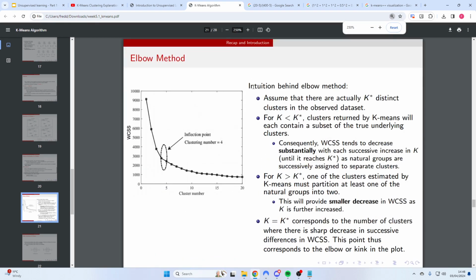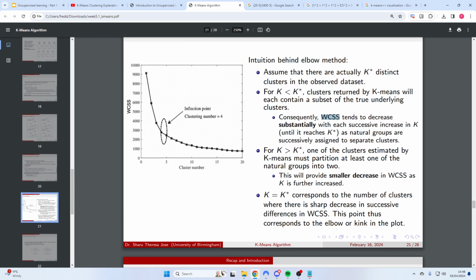So here's the intuition behind the elbow method. If we assume there are k star distinct clusters in the observed dataset, then when k is less than k star, where k star is the correct number of clusters, the clusters returned by k-means will each contain a subset of the true underlying clusters.